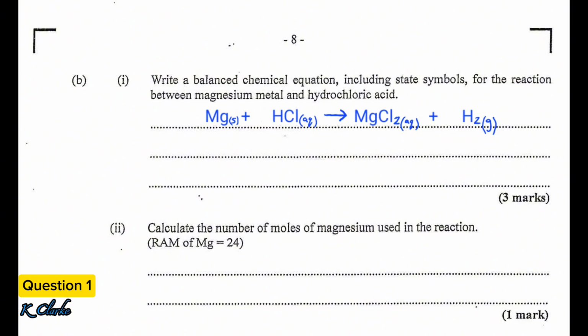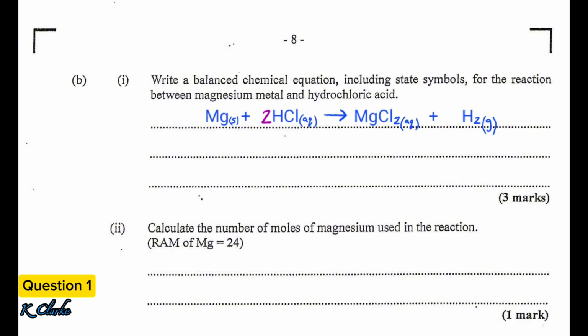This equation is not balanced since there is one chlorine on the reactant side while two chlorines on the product side. Also, there is one hydrogen on the reactant side and two hydrogens on the product side. In order to balance this equation, we are going to add the numeral or coefficient 2 in front of the hydrochloric acid.